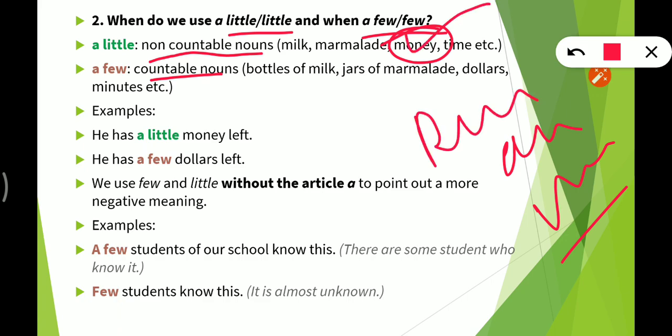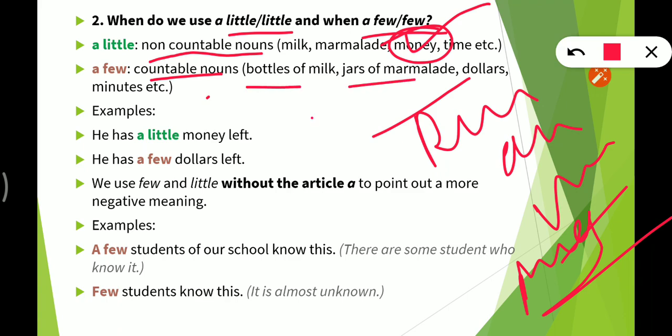Many times people get confused, money is countable, we can count the money, but actually we can't. Money is uncountable, okay? Now countable, bottles, jars, such things, they are countable, so we use a few books, a few tables, a few pens, a few rupees, okay. Now here we have examples, no need to discuss, I think I have already told you.